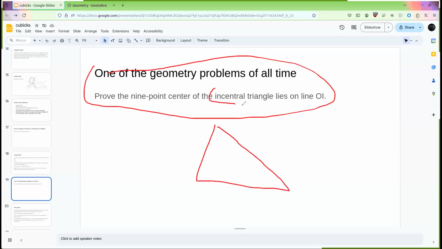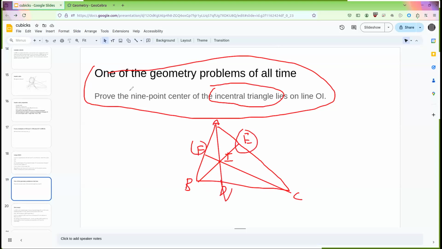If you don't know, the incentral triangle is like: take the incenter I and then draw these lines. We call these DEF. People tried it with complex numbers. It's bad to do with complex because you can't find these points, and you also can't find this. It's a lot harder than you think. I mean, these are monstrous. Yeah, people tried that.